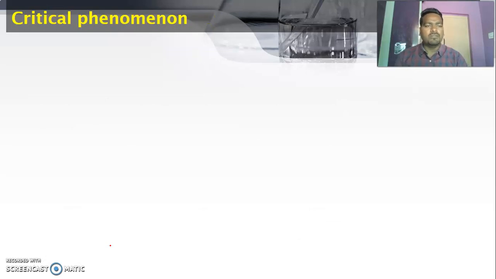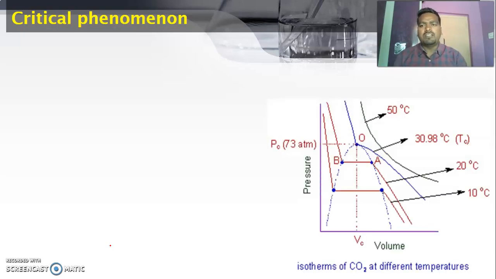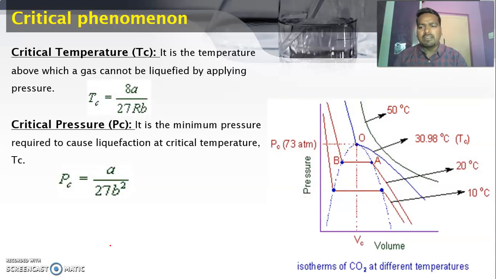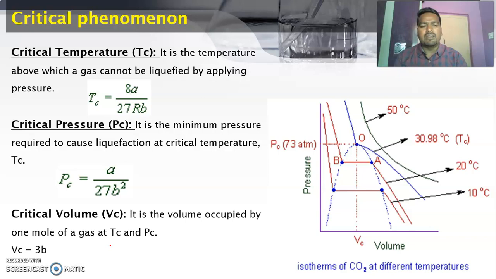Critical phenomena is nothing but the smooth merging of gas into its liquid at various thermodynamic parameters like temperature, pressure, and volume. So this is called critical phenomena. There are three critical constants: one is critical temperature, then critical pressure and critical volume.